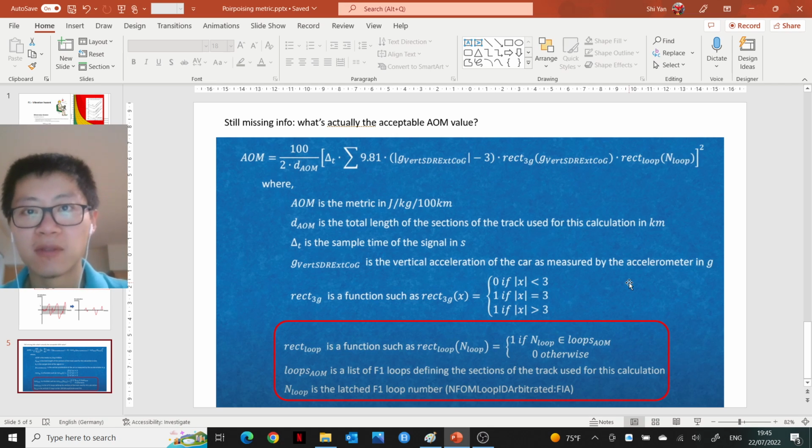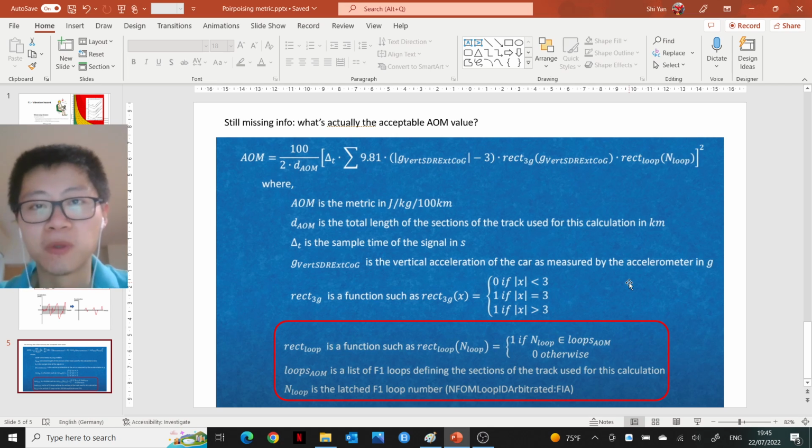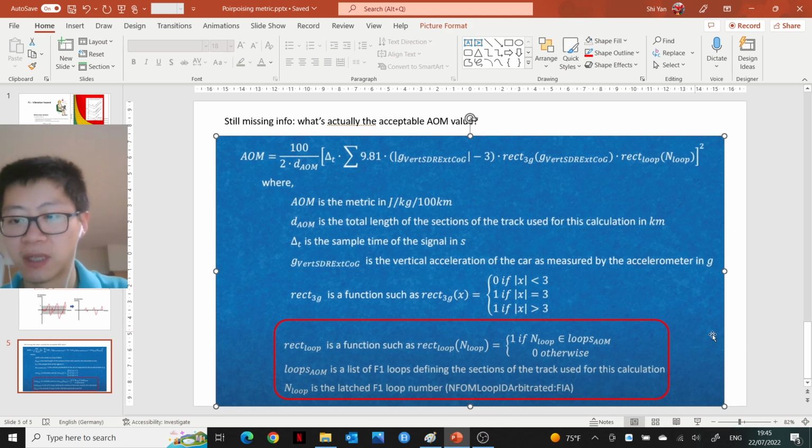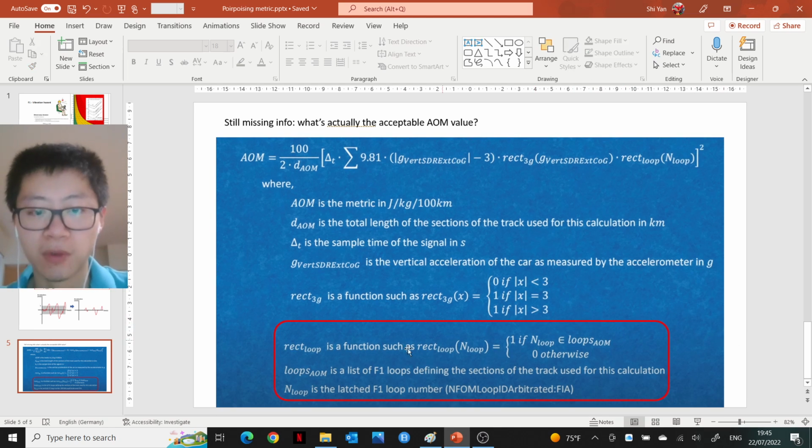Hi everyone, so I have a small update on the F1 porpoising or bouncing metric. Credit goes to the race where I took this screenshot of the metric. So the new information is what is outlined in this red box for this rect loop portion of the metric. Crucially, there is still missing info, which is what is actually the acceptable AOM value.